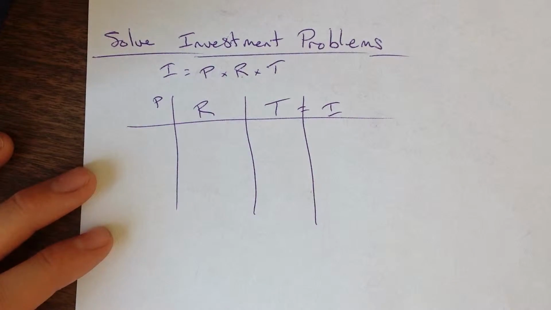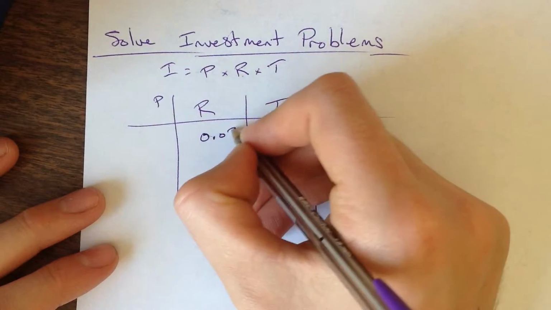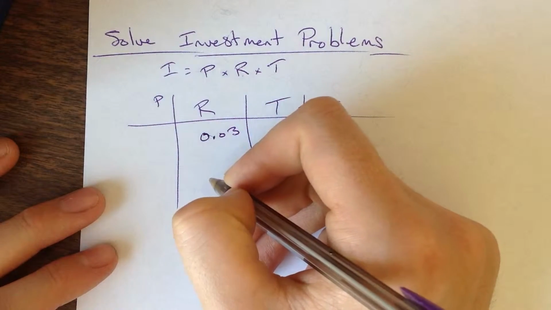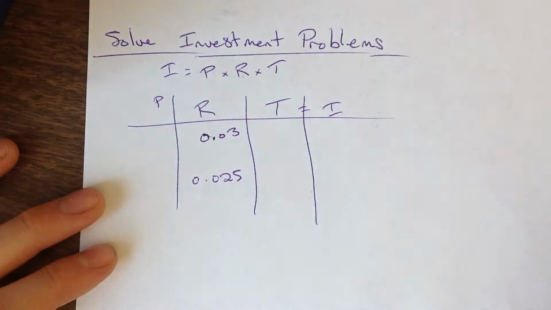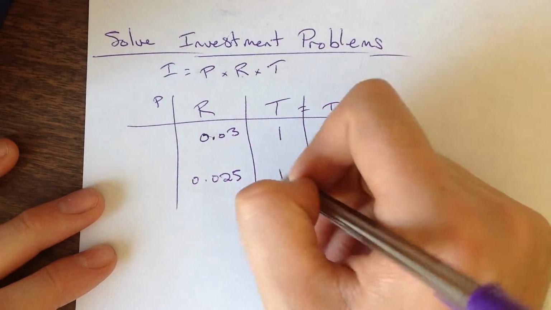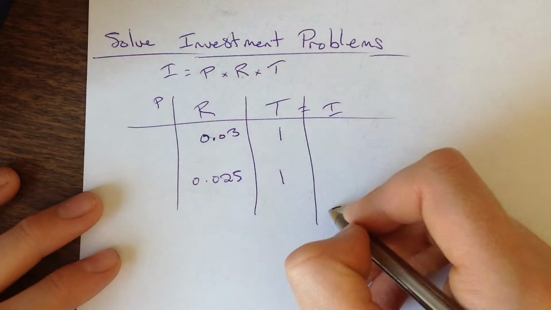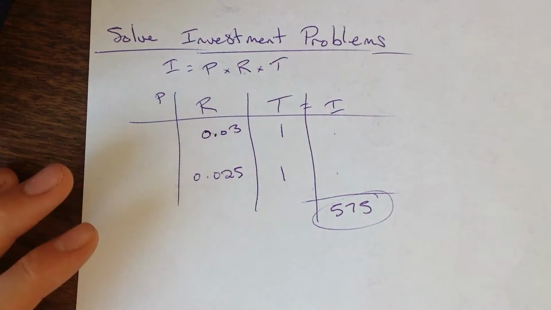We have two accounts. We have our first account, which is making a 3% rate, or 0.03, and 2.5% in the other one, so 0.025. They're both stuck in for 1 year because the annual interest is per year. And he makes a total of $575. So when we add these two interests together, we should get a total of $575.